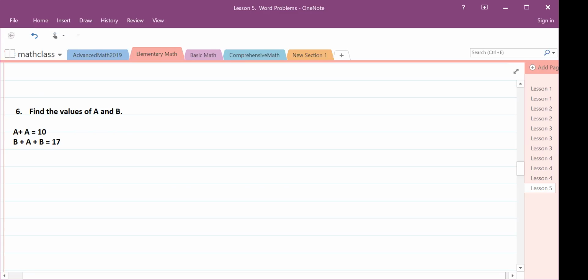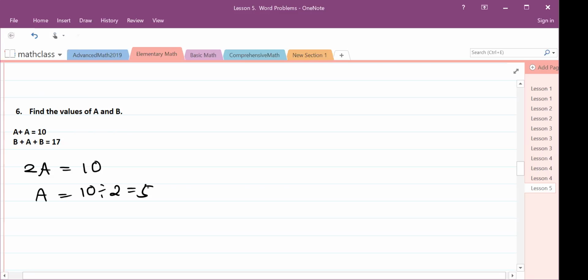Let's just fill the gap. We have two equations, right? We're going to just solve the equations. You have two numbers we don't know, and we're trying to figure them out. The first number is called A, the second number called B. A plus A equals 10. What is that number? Yes, five. So double of A equals 10, so A is going to be 10 divided by 2, which is 5.